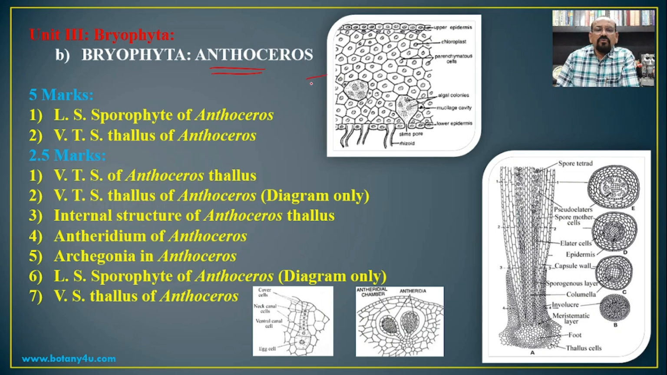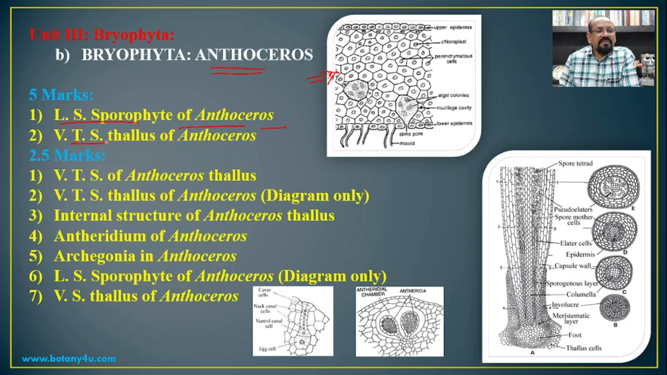So here is the internal structure of the Anthoceros thallus. The first one is the LS sporophyte of Anthoceros. We have already seen that there is a very common question on the sporophyte in case of the bryophytes. There will always be a question on the LS of sporophyte.